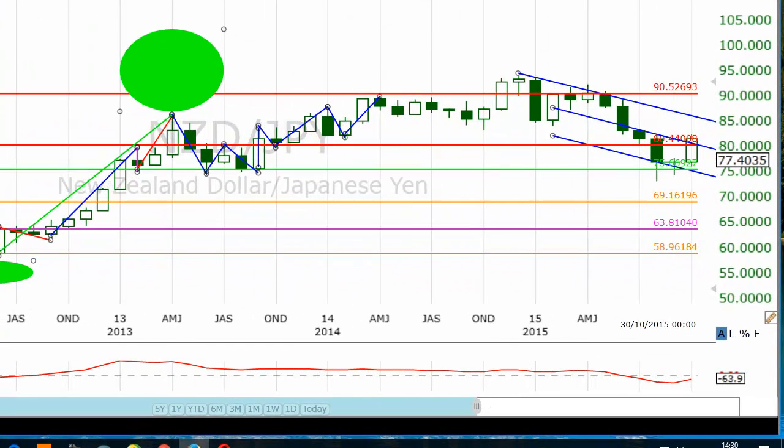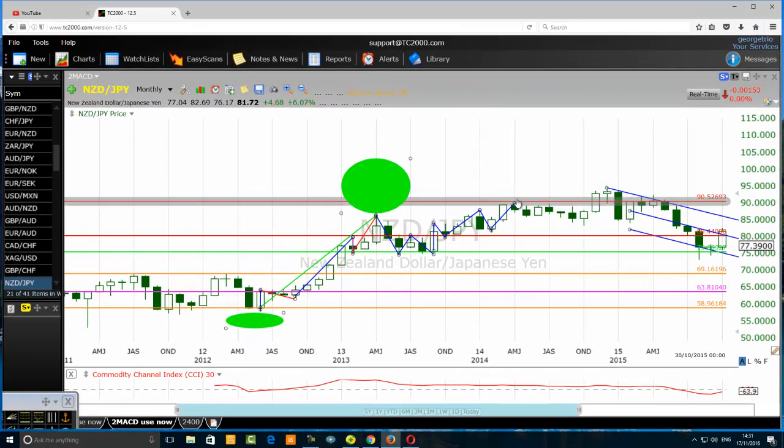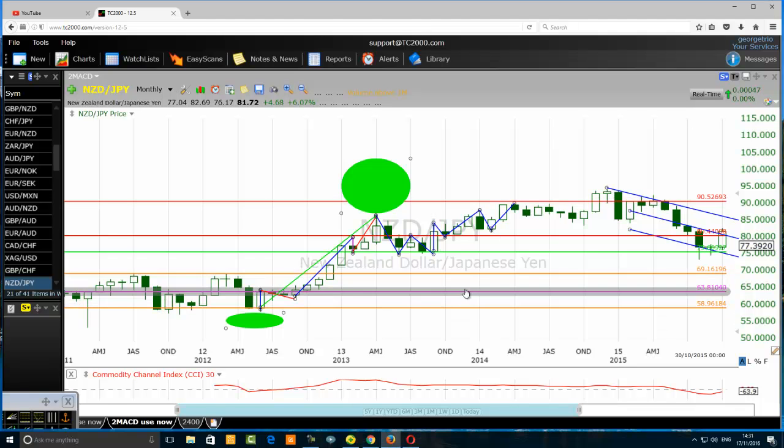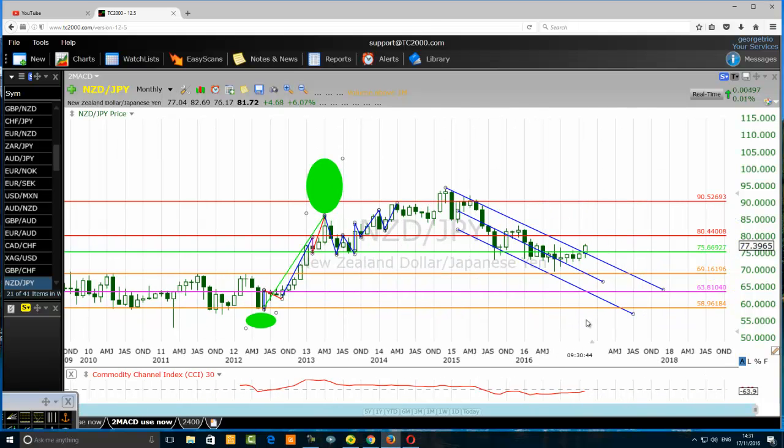So we see first 1, 2, 3, 4, 5. That's an impulse wave that has been corrected by a corrective wave, 1, 2, 3. Then we have another move, 1, 2, 3, 4, 5: first wave, second wave, third wave, fourth wave, and the fifth wave. But as you can see clearly here, something is not very clear. Look carefully here.